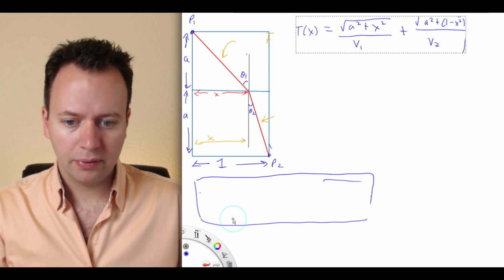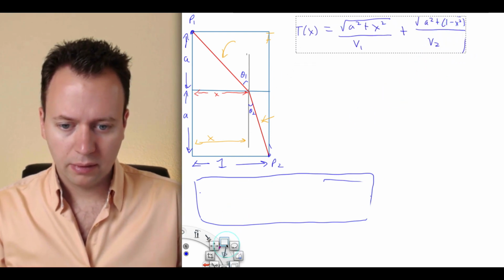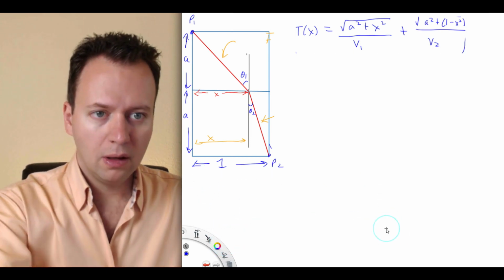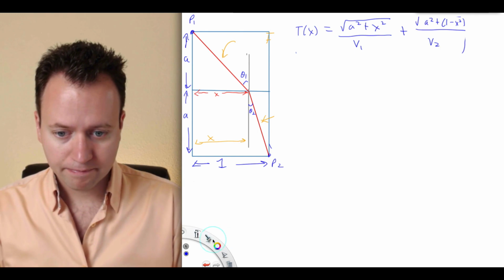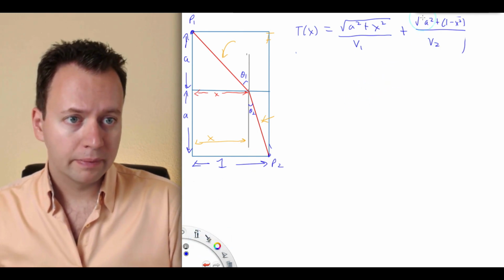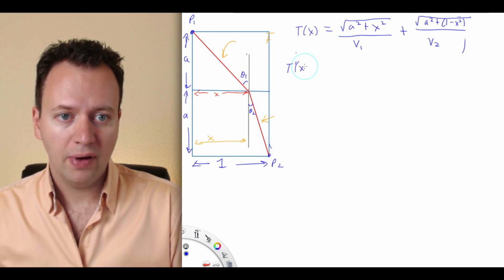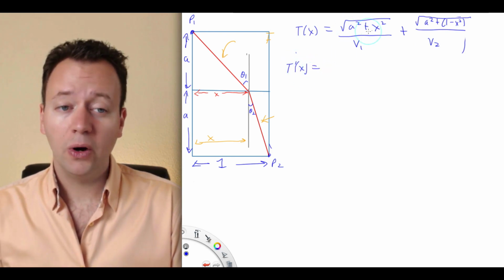All the way up top. And let's get rid of this stuff down here. Okay, so that's under the square root. Okay, so t prime of x. Okay, we have the square root of something.